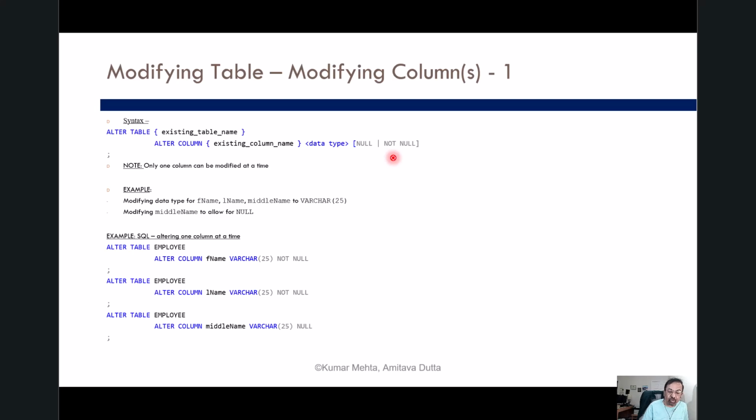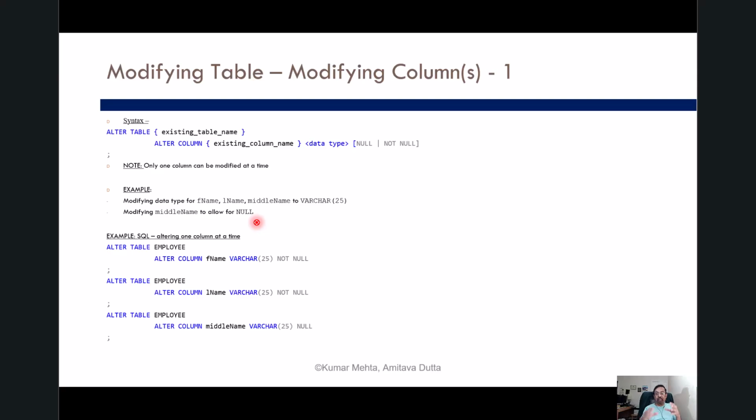Here's the change that we want to make. We have three columns called first name, last name, and middle name, and we want to change them to variable character 25. So we want to expand them. We also want to modify the middle name to allow for null.